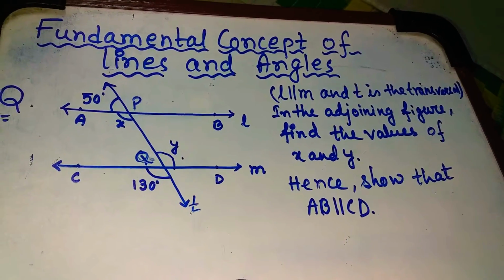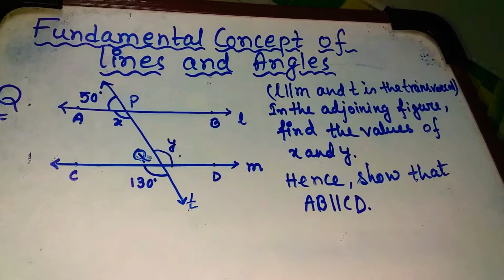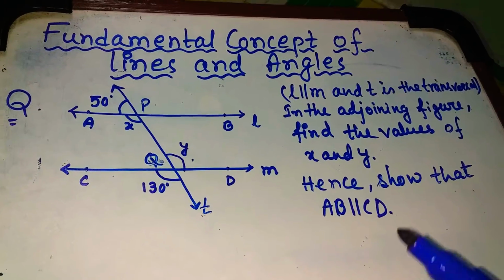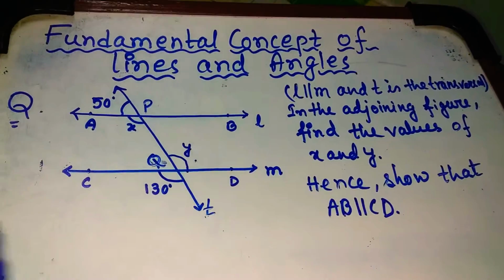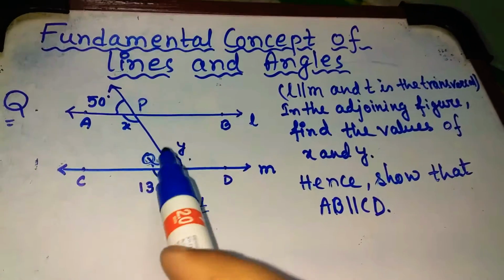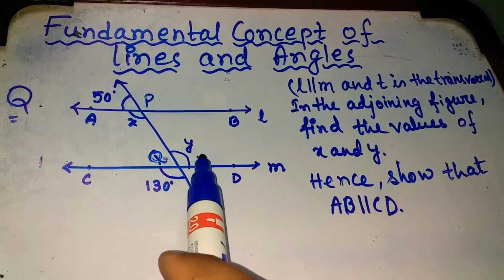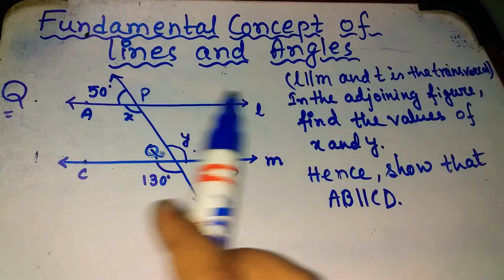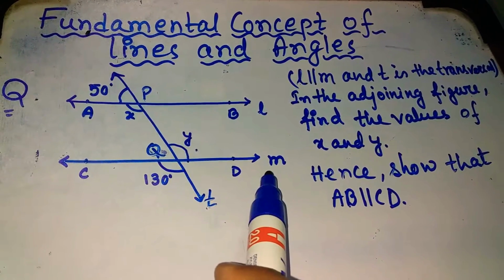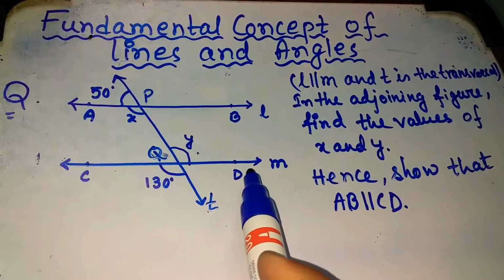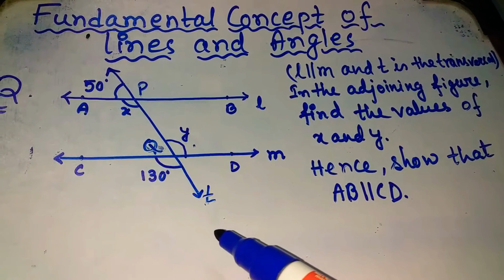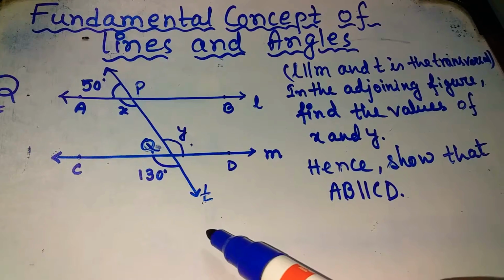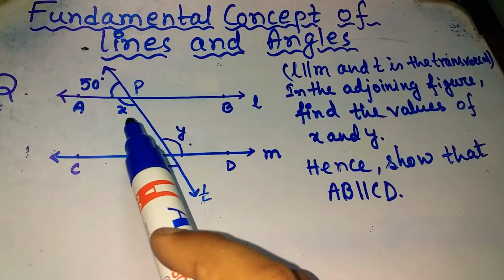Now we solve some maths using the fundamental concepts of lines and angles. Here a figure is given, and using that figure we first have to find the angles x and y, and then prove that if L and M are parallel lines, then AB and CD are also parallel lines. It is given that L and M are parallel and T is a transversal. So first we have to find the angles x and y.